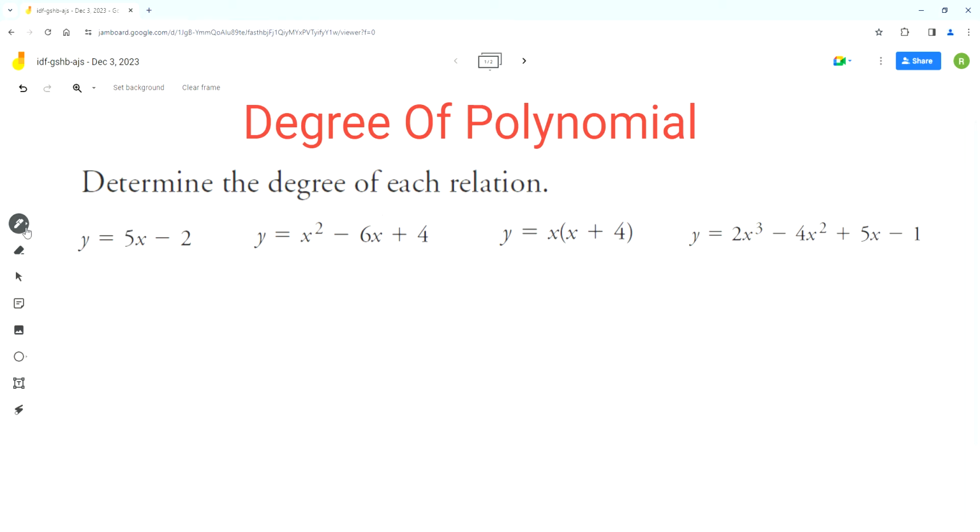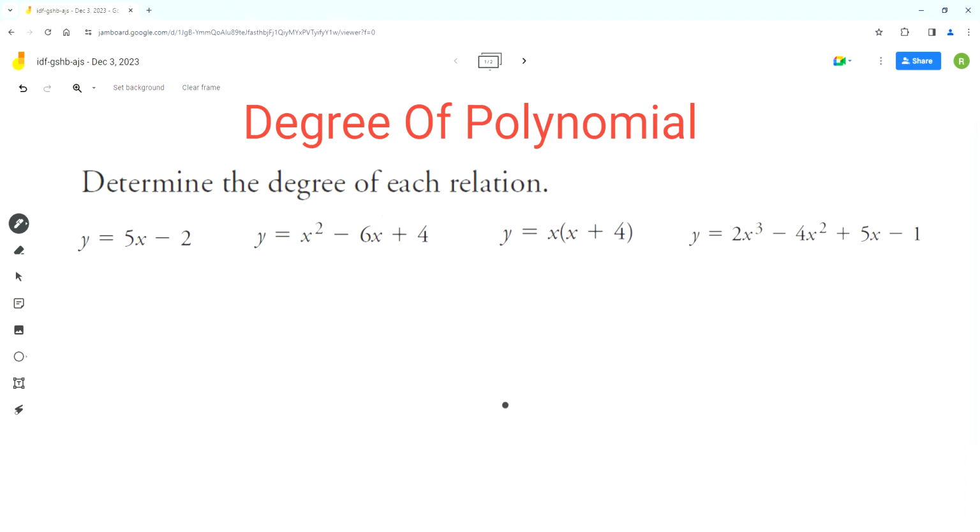As per the problem, determine the degree of each relation. Here, as you can see, I've put 4 relations on the board. Now the first thing we have to understand is what is the degree of a relation. The degree of a relation is the highest power on a variable when the relation or the function is in standard form. So there's a very important concept you need to understand and memorize.